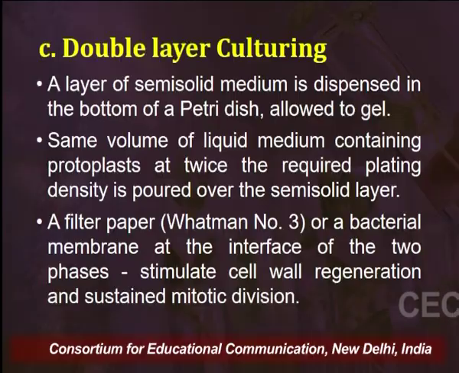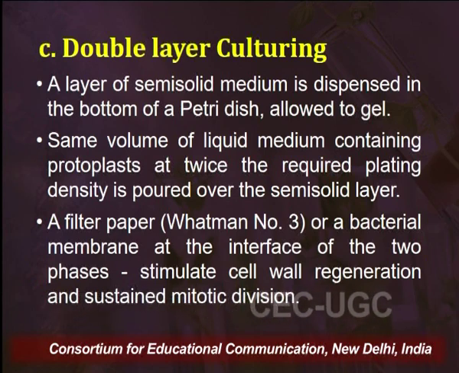Third method is the double layer culturing. As I told you, in this, a layer of semi-solid media is dispensed in the bottom of the petri dish and it is allowed to get solidified. On this solid media layer, the same volume of liquid media containing protoplast in twice the concentration is poured over the solid layer. Normally, a layer of filter paper or a membrane is put between the two phases, the liquid and the solid media, which helps in stimulating the cell wall regeneration and helps in sustaining the mitotic divisions of the cells.